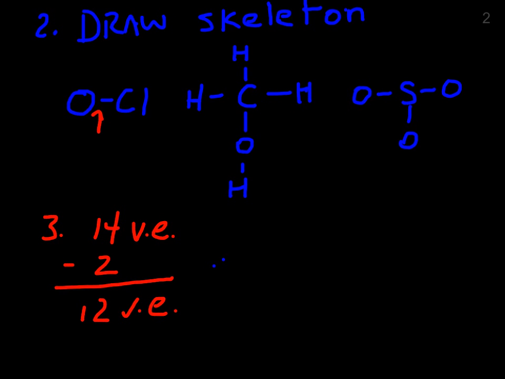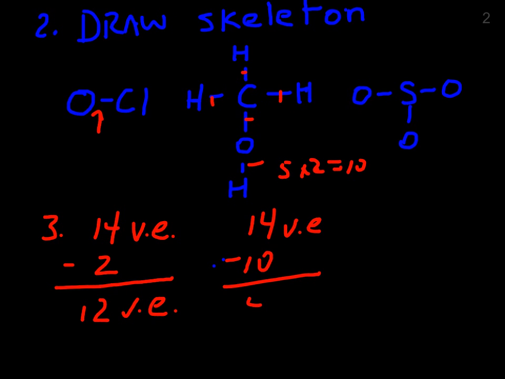In the CH3OH, I had 14 valence electrons that I added up. But here I have 1, 2, 3, 4, 5 bonds. 5 times 2 makes 10, all right? So I'm going to subtract 10 from my 14, leaving me 4 valence electrons.